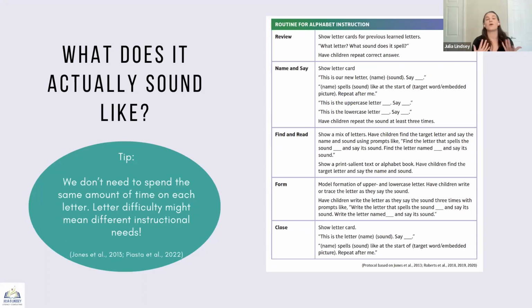But ultimately, what we're doing when we are accelerating our alphabet instruction is we are giving ourselves more time to differentiate. So once we've gone through all of the letters once, we do need to do a check-in, assess children's knowledge, and then be sure to follow up on the letters that children do not know yet.